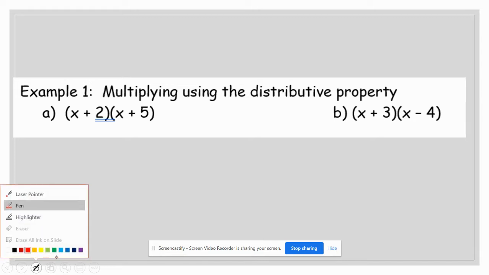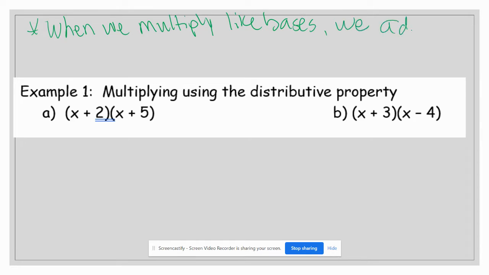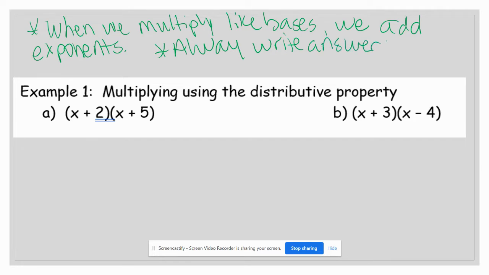I'd like to just remind everybody that when we are multiplying like bases, we add exponents. Those are the exponent rules that we memorized. And then we always write our answer in standard form.